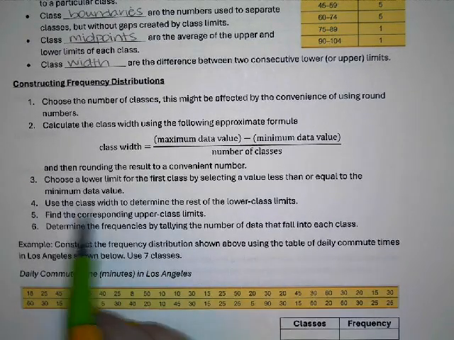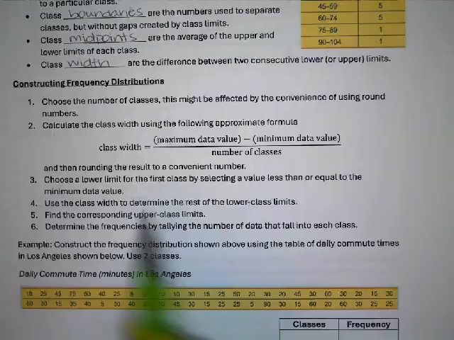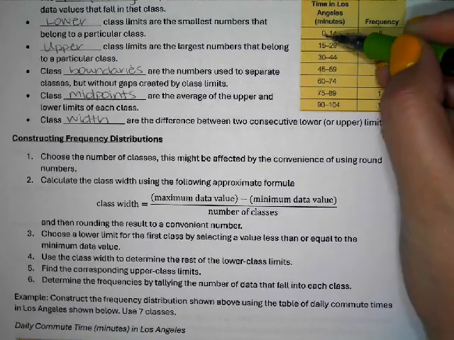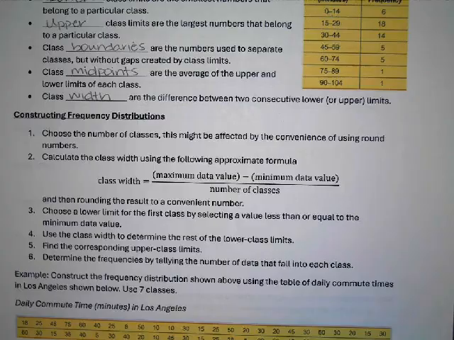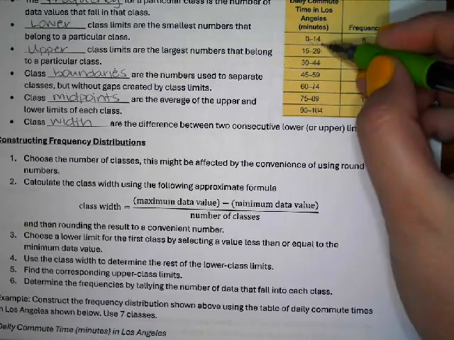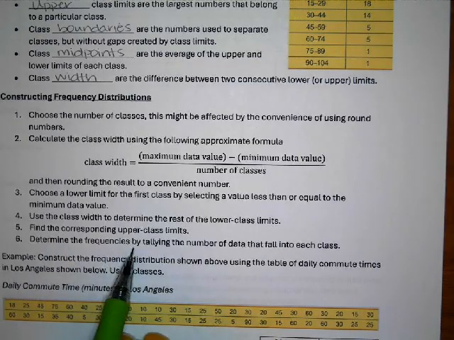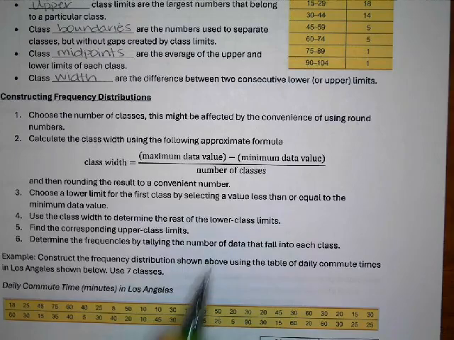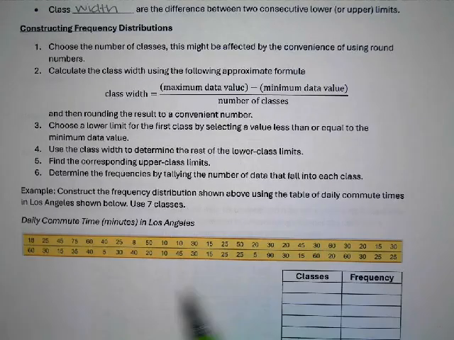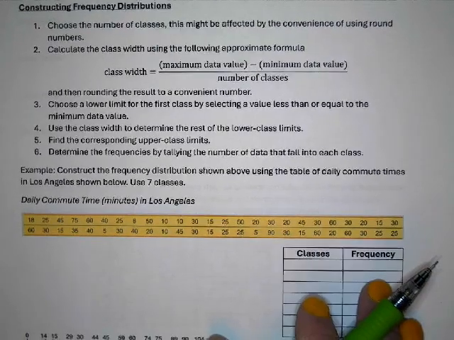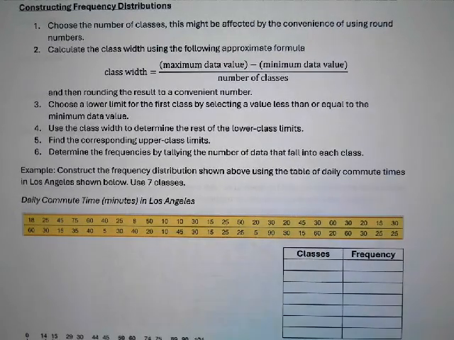Then you're going to use the class width to determine the rest of the lower limits. So once you knew that you were starting at 0, then you just count by 15s. Then you're going to find the corresponding upper class limits, and we'll go through how to do that. And then after that, you'll determine the frequencies by looking through your data and actually tallying it up. So this is the data that was used to create that sample table up there, and we're just going to kind of walk through those steps and what the person did who created that table.